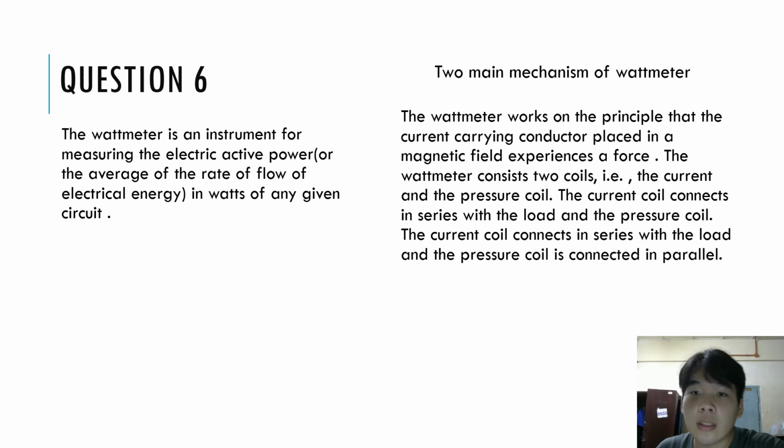The wattmeter works on the principle that a current carrying conductor placed in a magnetic field experiences a force. The wattmeter consists of two coils, for example, the current and the pressure coil. The current coil connects in series with the load and the pressure coil is connected in parallel.